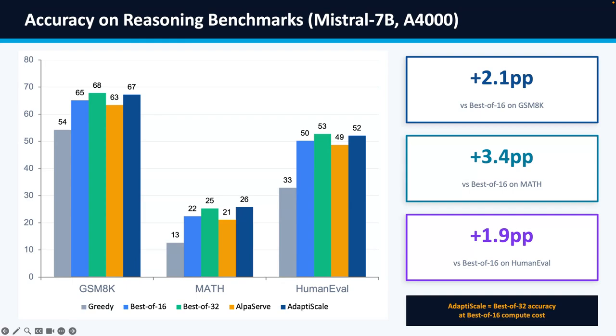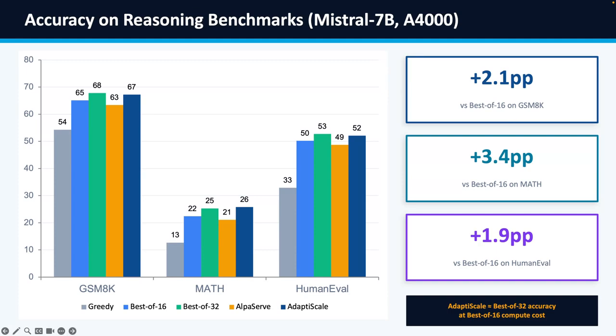The callouts on the right tell the full story across all three benchmarks: plus 2.1 pp on GSM8K, plus 3.4 pp on MATH, plus 1.9 pp on HumanEval, all versus the best of 16 baseline. The bottom line: Adaptive Scale achieves approximately best of 32 accuracy at best of 16 compute costs. It does this by routing 60% of easy queries to greedy decoding and 30% of medium queries to best of n with moderate n, and concentrating tree searches on the top 10% of hard queries.